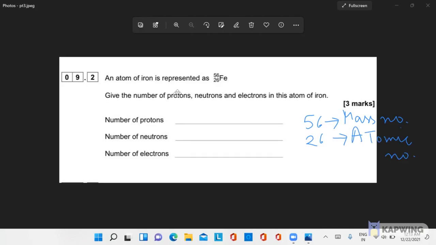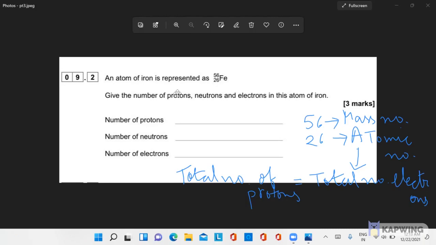Over here, atomic number represents the total number of electrons, which is equal to my total number of protons. The total number of protons equals the total number of electrons equals my atomic number. So thus we can say total number of protons is 26 and total number of electrons is also 26.